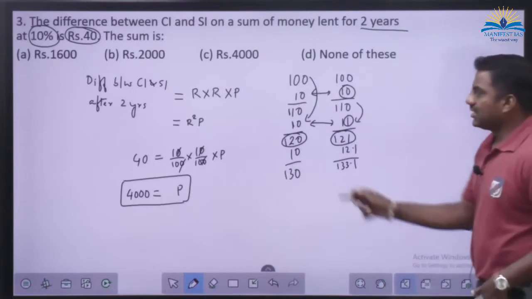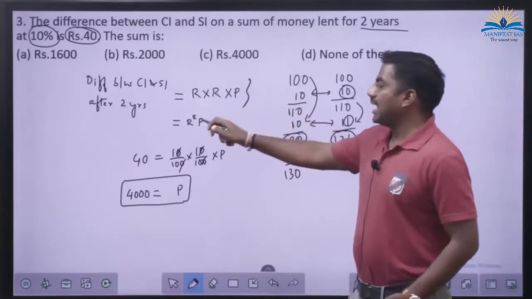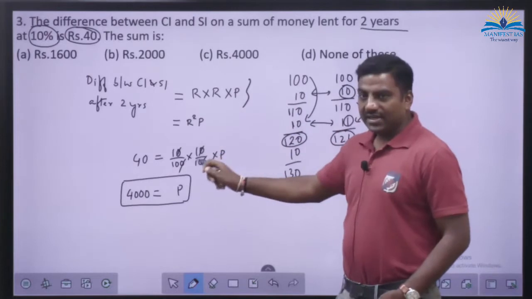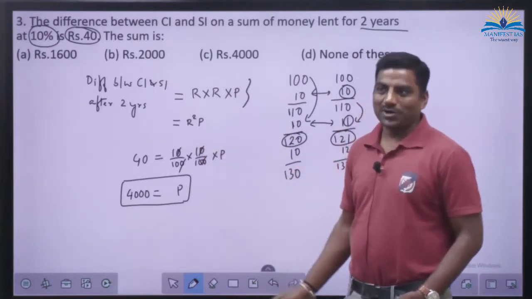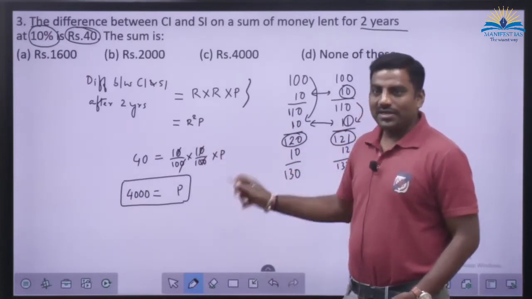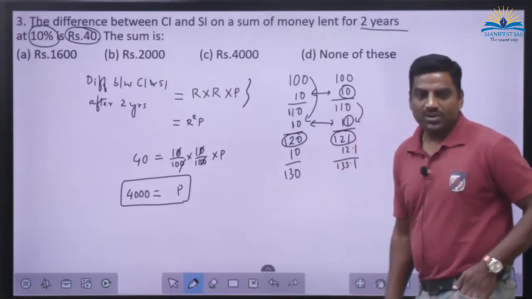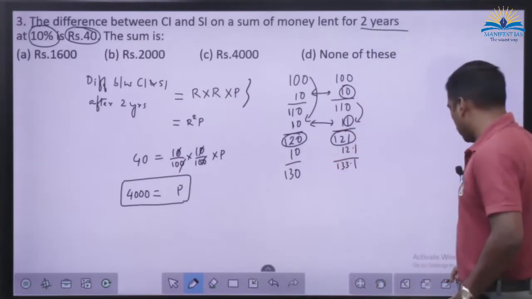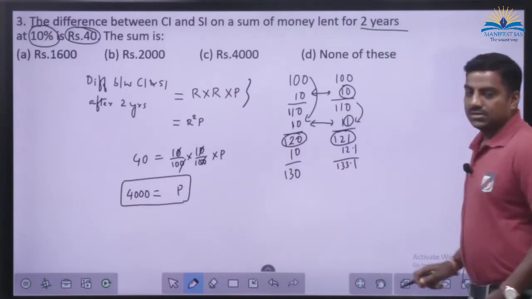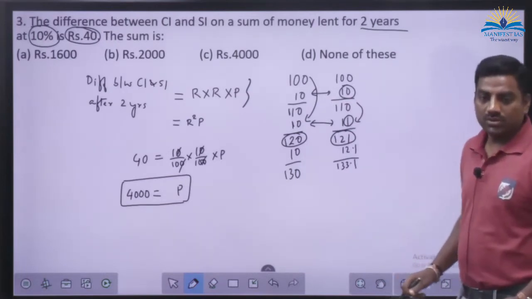Done. So remember this one. And while you are writing R, don't just write 10. Write 10%. Otherwise it will be wrong. Right? 10%. You make 10 by 100 into 10 by 100. Done? Yeah? Shall I go to the next problem? Yeah?